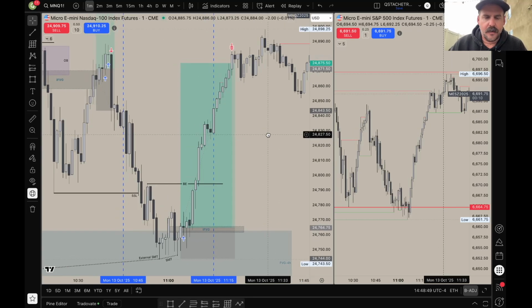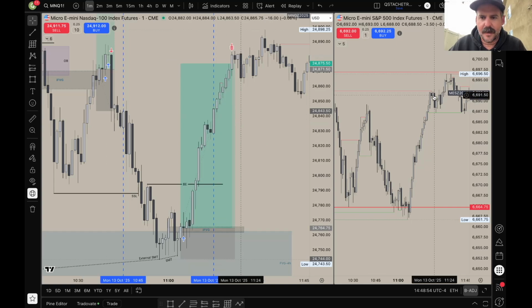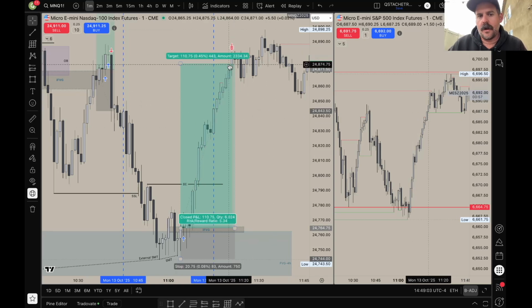Yeah, and that was it, guys. It was a very clean entry, 110 points. It was a 1 to 5 RR. The one thing we did do is we did set an alert on ES, I believe right about here, for when price took out the objective on ES. And at that point, I started trailing my stop loss much more aggressively all the way up. But we took 110.75 points, so full TP.